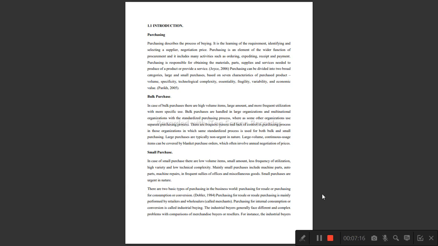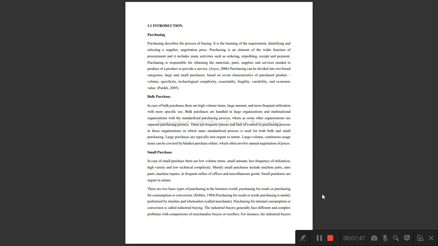Then the other characteristic is technological complexity. So based on the complexity required in terms of technology for that given product, or the technology behind the given product or service that you want to buy or offer, it might also help quantify or determine whether your given purchase is either large or small.